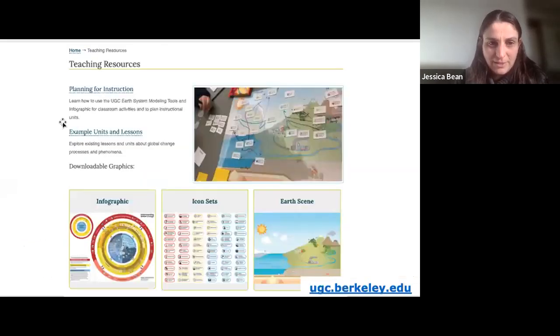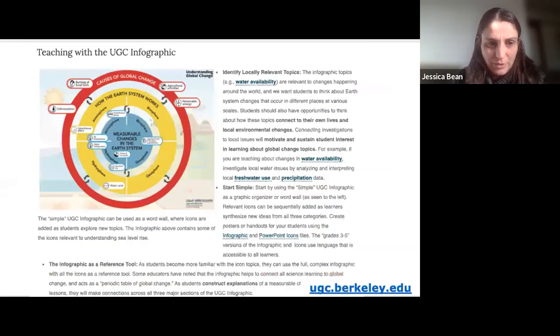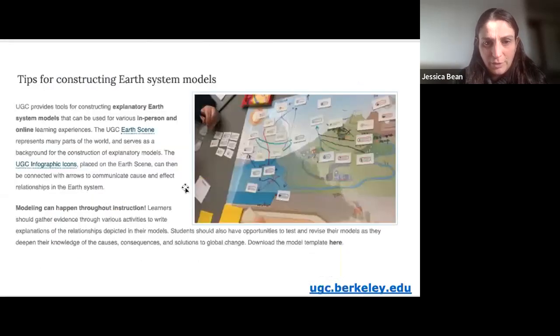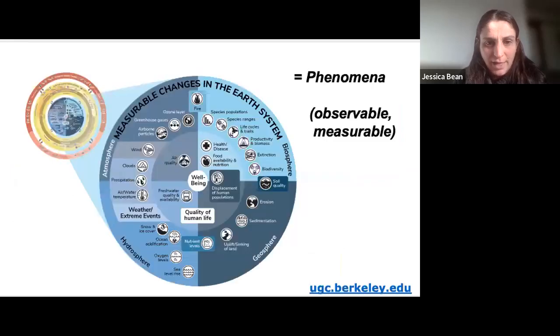And then we do have pages that summarize sort of our teaching resources and ideas for planning for instruction and example units and lessons. So ideas that I've shared with you today, like using this as a word wall and how you would construct a model for planning and starting a unit. And again, thinking about phenomena and how you would ground and anchor a unit in thinking about climate data. What's the data and evidence that students are going to explore as they come to understand climate change and these parts of the Earth system.